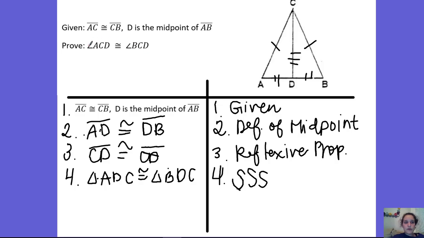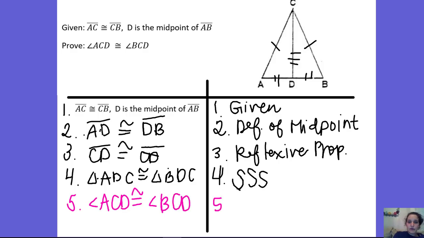So in our proof statement, we're trying to prove that angle ACD is congruent to angle BCD. A, C, D, C is the last letter. B, C, D, C is the last letter. Those two angles are corresponding parts of these two triangles, and because we have proven that those two triangles are congruent, we can now use CPCTC. So I can say angle ACD is congruent to angle BCD.